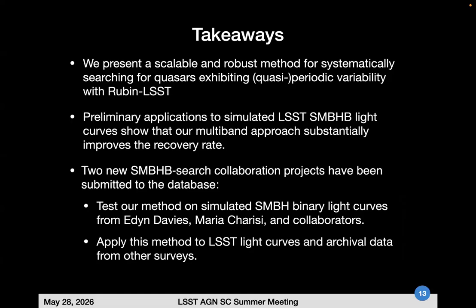And lastly, we have two new projects. This has been submitted to the AGN Science Collaboration Project Database. One is, as shown, with preliminary results. We're going to run our methods on light curves simulated by Eden and Maria and collaborators, and then we will apply these methods to Rubin data to give us promising candidates for Maxplan. Okay, thanks. That's all I want to say.